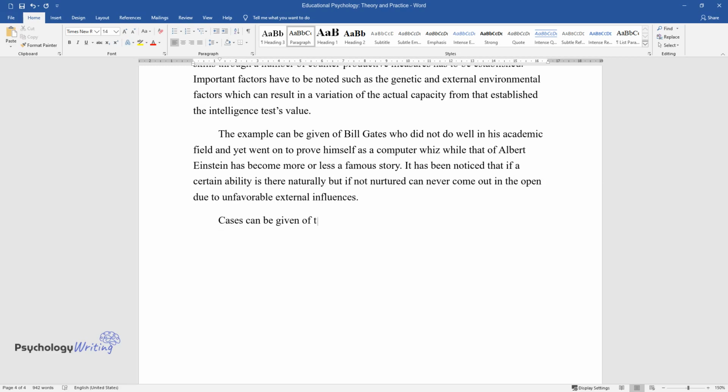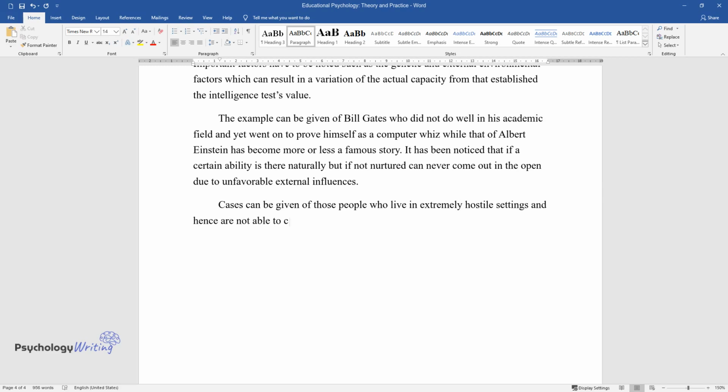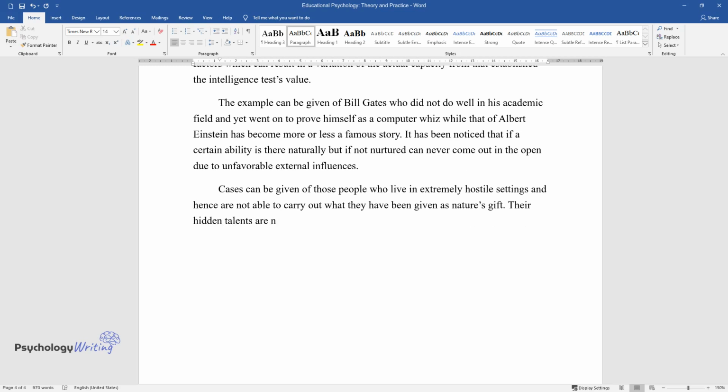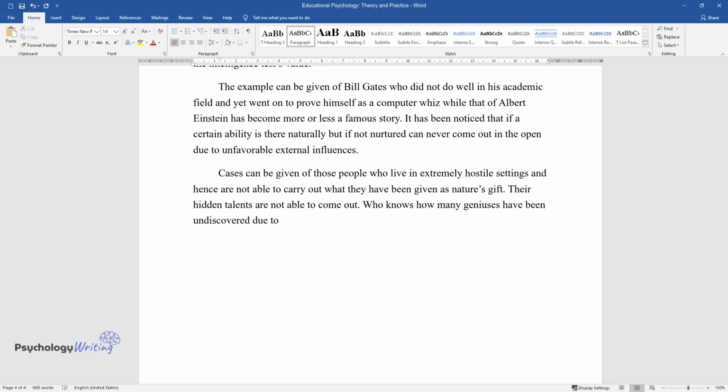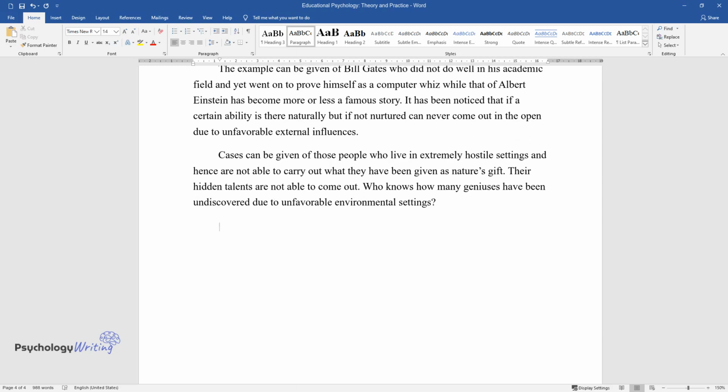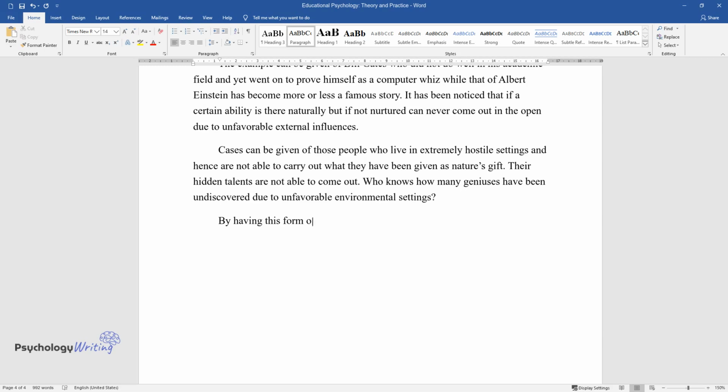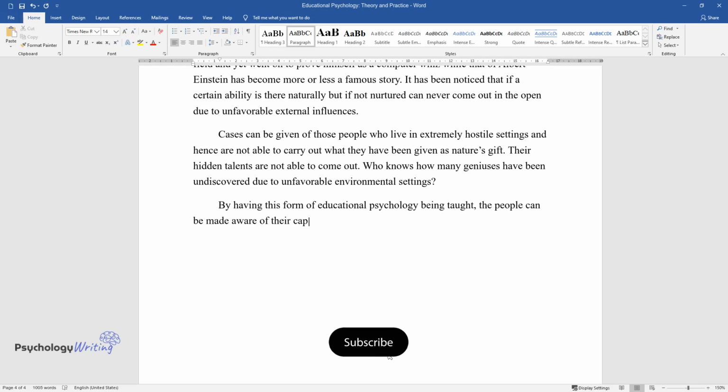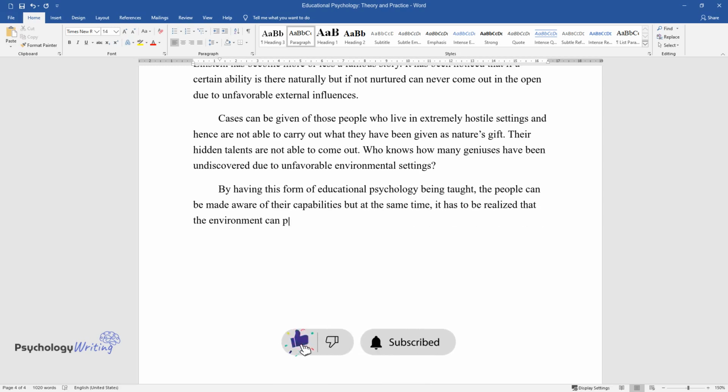Cases can be given of those people who live in extremely hostile settings and hence are not able to carry out what they have been given as nature's gift. Their hidden talents are not able to come out. Who knows how many geniuses have been undiscovered due to unfavorable environmental settings? By having this form of educational psychology being taught, the people can be made aware of their capabilities, but at the same time, it has to be realized that the environment can play a huge role in the final definition of those capabilities.